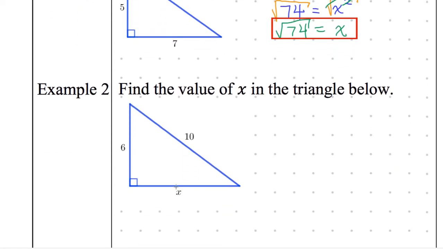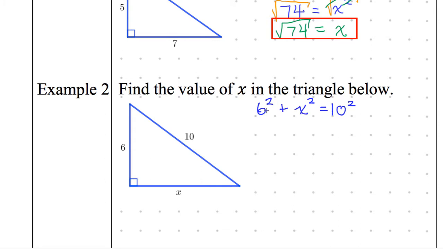So 6 squared plus x squared equals 10 squared. And I could have written x squared plus 6 squared equals 10 squared. It doesn't matter the order of the legs. I'm just randomly deciding it's going to be 6 squared first plus x squared is equal to 10 squared. So I set up my formula using the Pythagorean theorem. Now I need to solve for x.